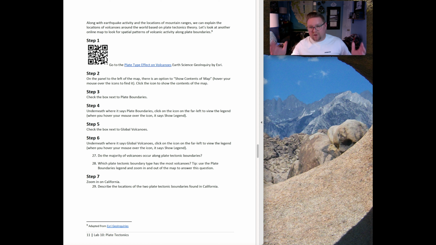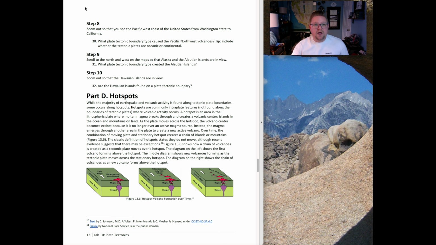Again, it's going to work you through some additional steps that have you look at global volcanoes, then away from global volcanoes, we'll zoom into California, describe the locations of the plate tectonic boundaries found in California, which moves us into step 8. So zoom out so that you can see all the Pacific West Coast from Washington to California. What plate boundary type caused the Pacific Northwest volcanoes? So again, these diagrams are all going to be observed in that program as you're working through it.